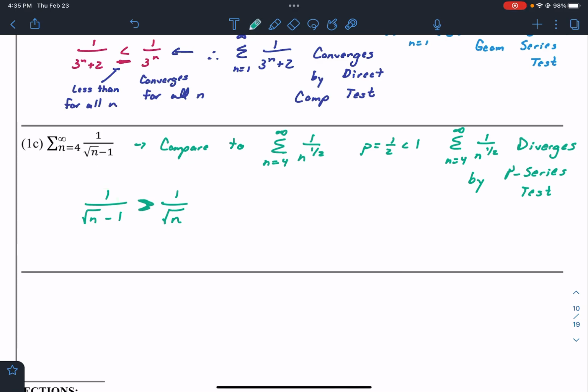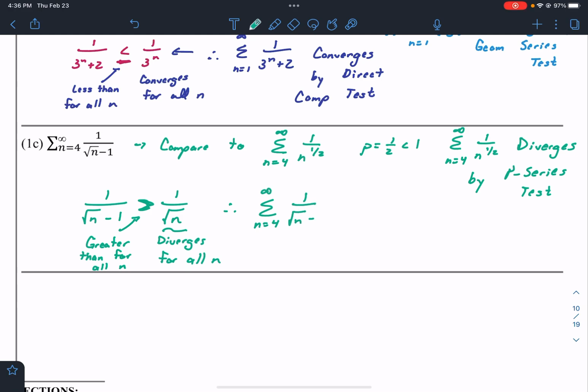So we're going to say greater than, and because this diverges for all n, right, then that means we're greater than for all n. Therefore, that original series diverges by direct comparison test.